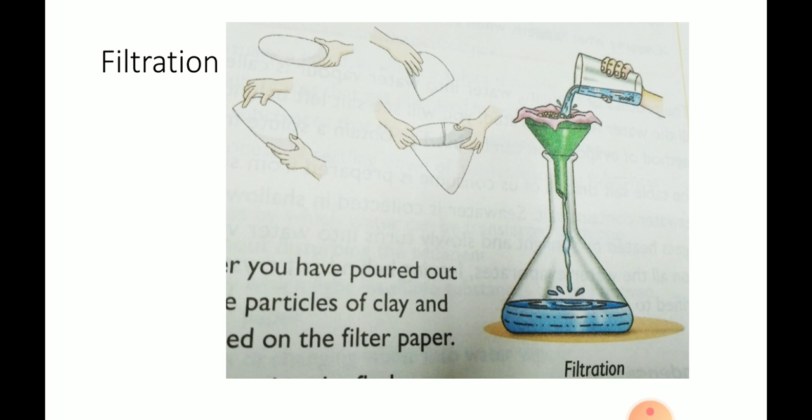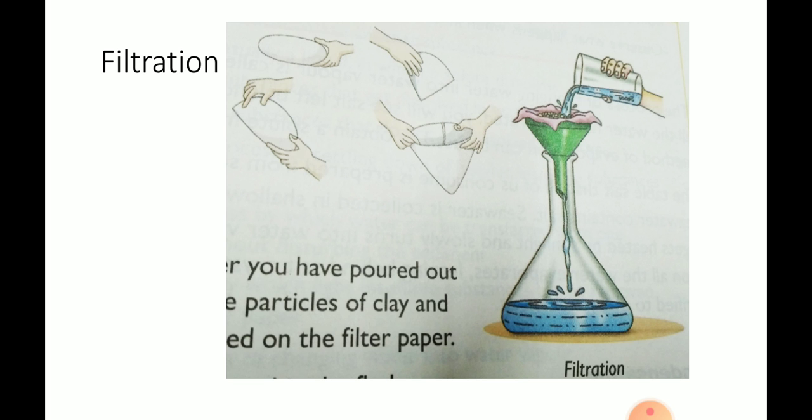And after some time we can see that the fine particles of clay and other light impurities deposited on the filter paper. On observing the water collected in the flask or in the bottle, we can find that the quality of water seems to have improved. The water looks very clean now. So this process by which light insoluble substances can be removed from a liquid by using a filter is called filtration.